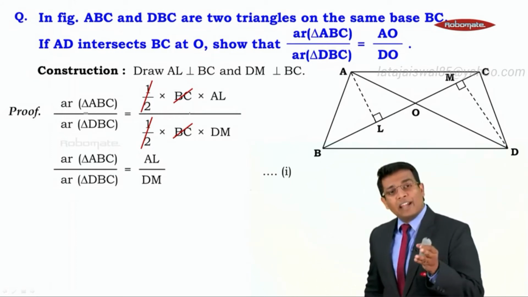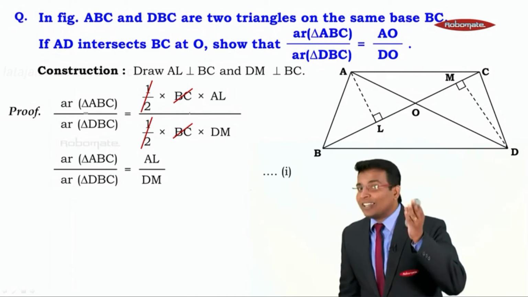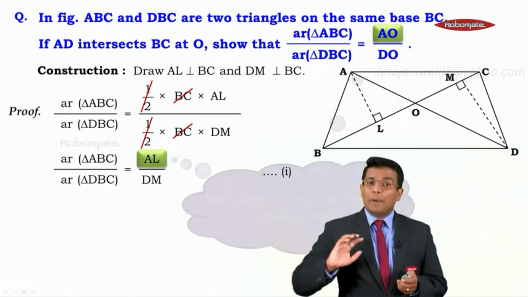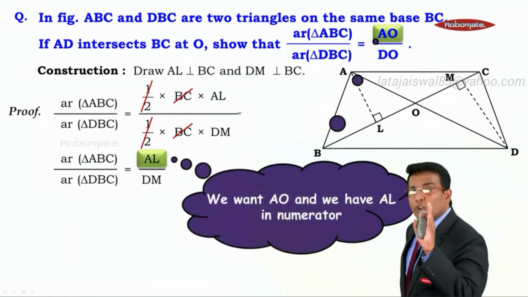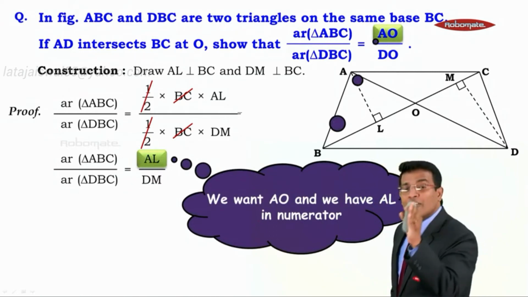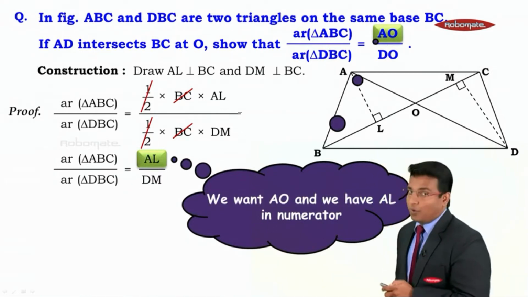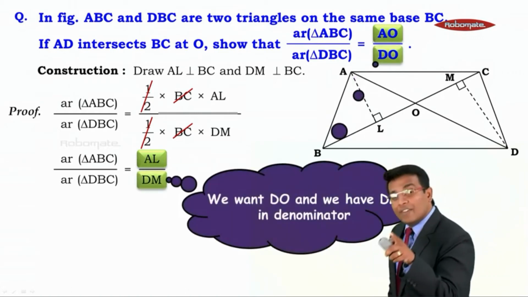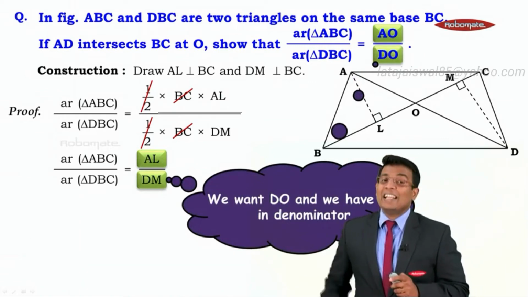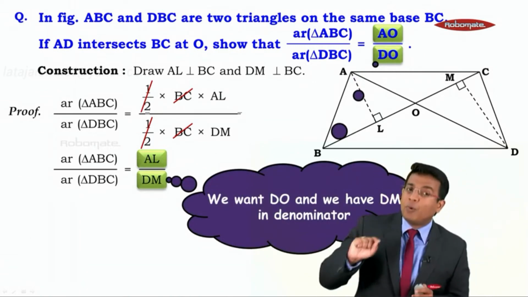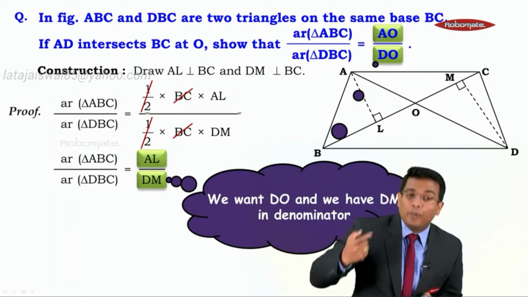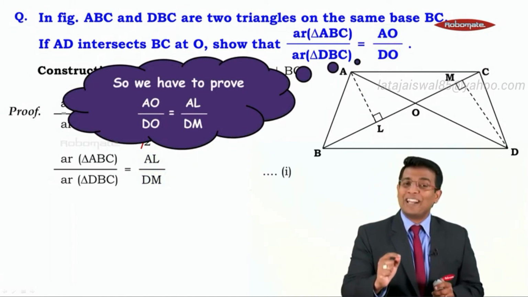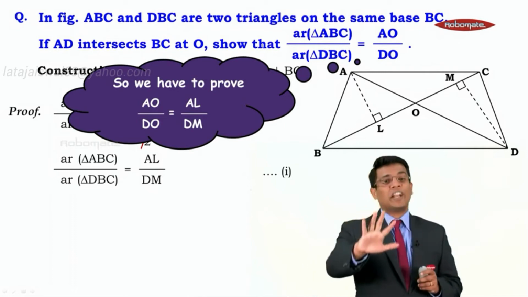Now you'll say we got area of triangle ABC upon area of triangle DBC. We wanted the same, right? Because if you observe the left hand side of the two proof, we got the left hand side now. But now focus on the right hand side. In the numerator, we want AO, and what do we have here in the numerator? We have AL. Okay, beautiful, right? Now we look at the denominator. We want DO, but what do we have here? DM in the denominator, right? That means we are saying that if we want the right hand side of the two proof, we need to prove that AO upon DO is equal to AL upon DM. This is our end result. If we get this, we are getting the proof.